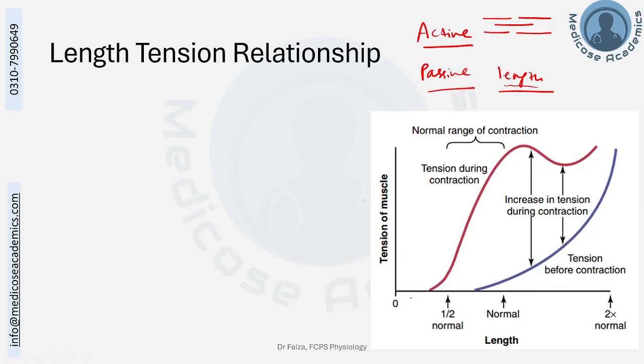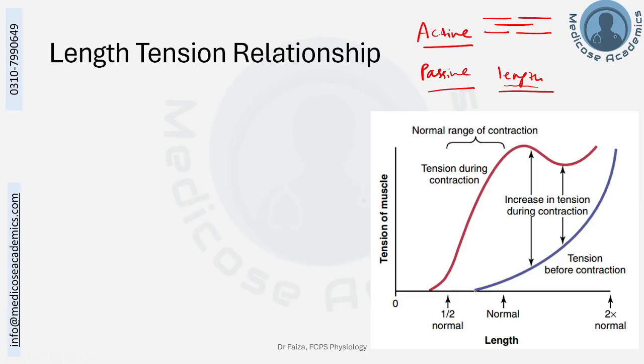X-axis is showing the length of the muscle fiber, while the Y-axis is again showing the tension developed in the muscle fiber. There are now two curves, red curve and the blue curve. The red curve is showing the total tension developed in the muscle fiber, whereas the blue curve is showing the passive tension in the skeletal muscle fiber, which is unrelated to its contraction but related to its length. So let's have a look one by one.